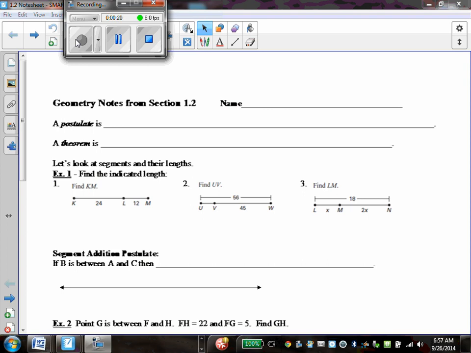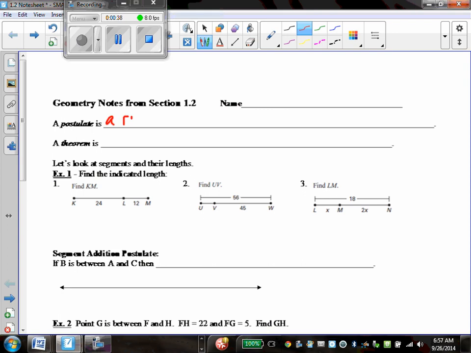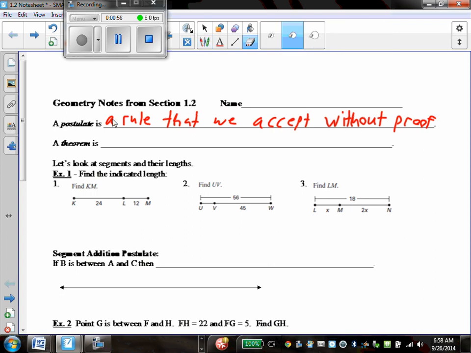So here we go, starting with two definitions. We have our idea of postulate, we have our idea of theorem. Two very closely related ideas that are different for one reason and only one reason. So, a postulate is a rule that we accept without proof. And a theorem is a rule that we accept, I'm just going to use ditto marks for that part, with proof.